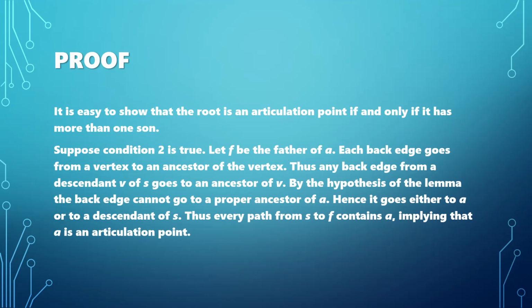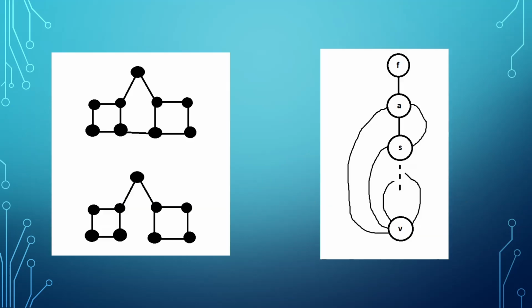Well, let's prove it. It's easy to show that the root is an articulation point if and only if it has more than one son. And here is an example. In this picture, we have two graphs, and let's proceed with DFS on both of them.